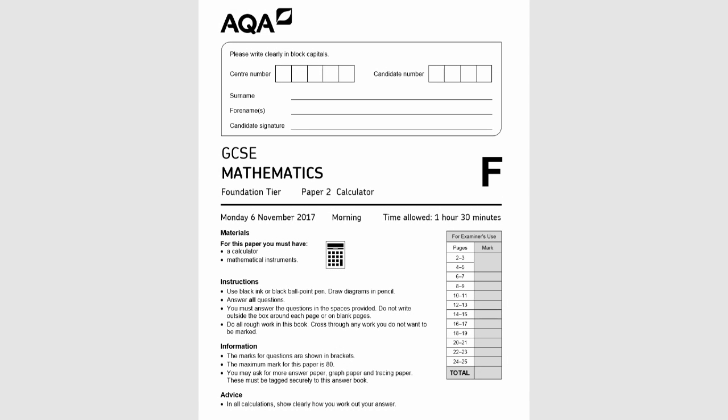In this video we're looking at the AQA Foundation Tier Paper 2 GCSE Mathematics. This is the second paper in the Foundation Tier. It is a calculator paper, so we are allowed to use calculators.